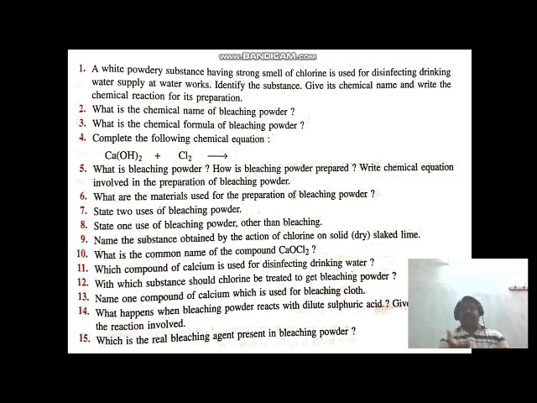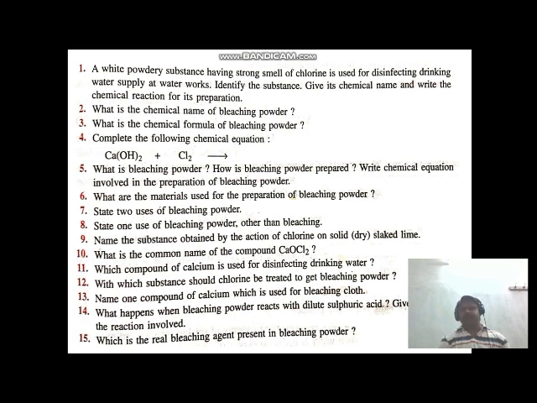A white powdery substance having a strong smell of chlorine is used for disinfecting drinking water supply at waterworks. Identify the substance. What topic was I discussing? That is the answer. The chemical name also you know very well, and write the chemical reaction for its preparation. So here, calcium hydroxide reacts with chlorine gas. It will give bleaching powder.